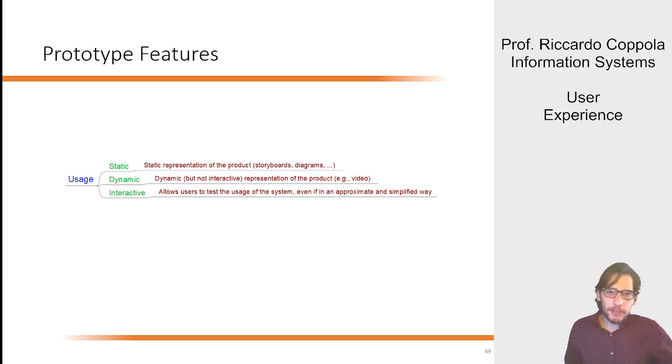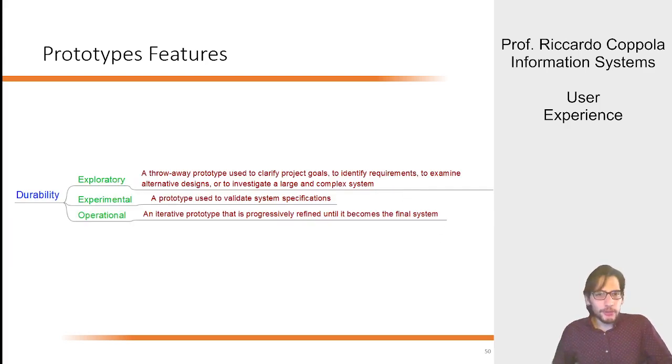In terms of usage, how can I use my prototype? I can have a static prototype in which I have a static representation of the product. It is not working, I can just see it and visualize how it will work. This may involve storyboards, diagrams, and so on. Or a dynamic representation, I can have a video prototype or interactive prototype, so I can have a fully working system with, for instance, live mockups and whatever.